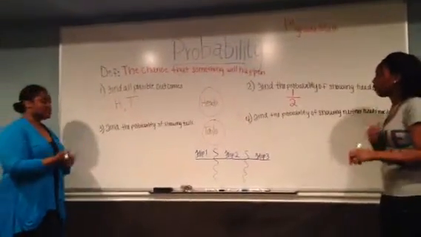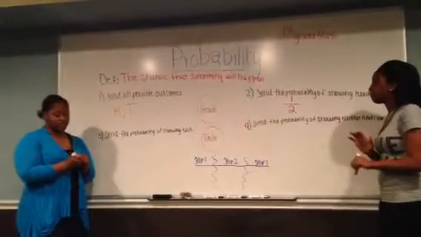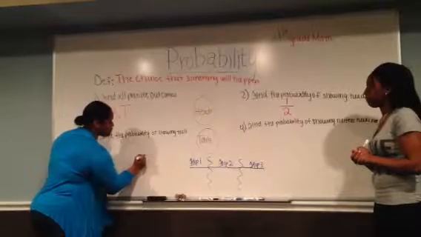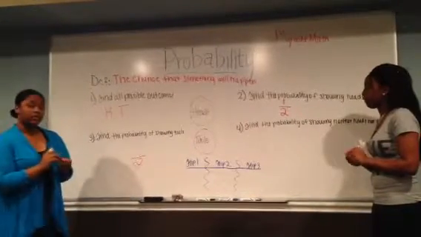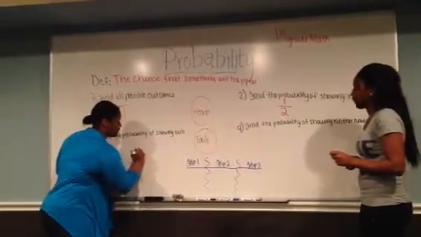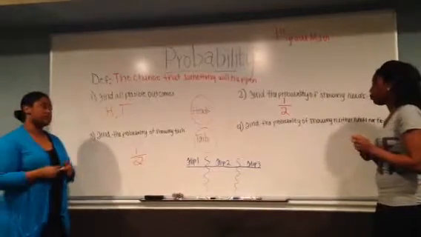Just like how Ms. Cannon did, we're going to do the same thing, but we are going to find the probability of showing tails. And as you can see, our coin has how many sides? 2. And how many of those are tails out of these 2? 1. So put the 1 on the top, and the probability of showing tails is 1/2.